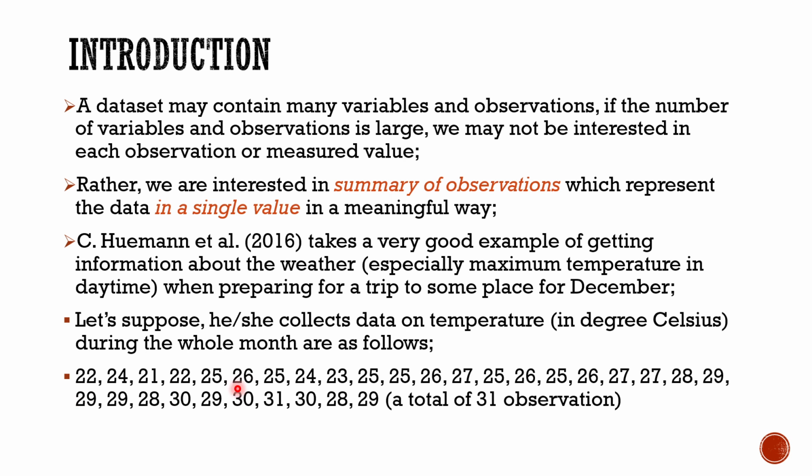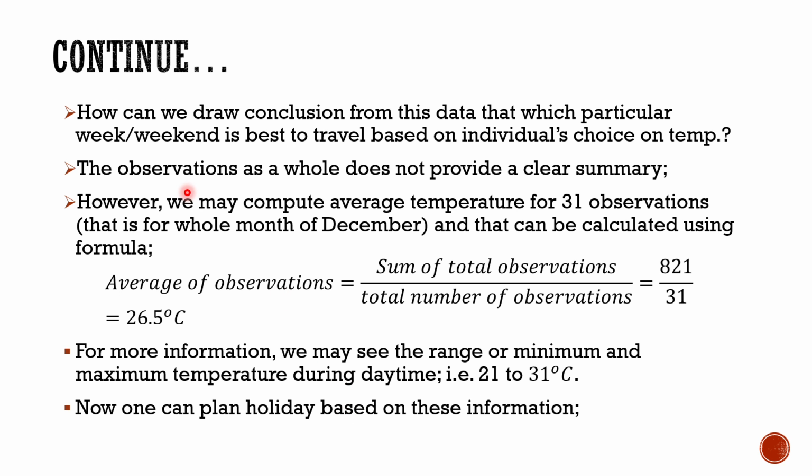Now we don't have any idea when the data is scattered around like this, and we want some meaningful idea about the temperature, or we can say we want a summary of these observations. How can we draw conclusions from this data about which particular week or weekend would be better to travel, based on an individual's choice of temperature? The observations as a whole do not provide a clear summary for us.